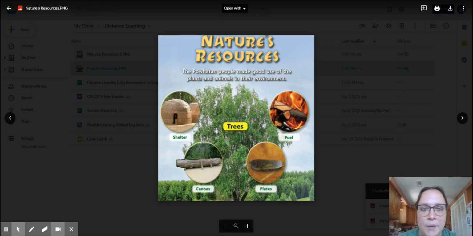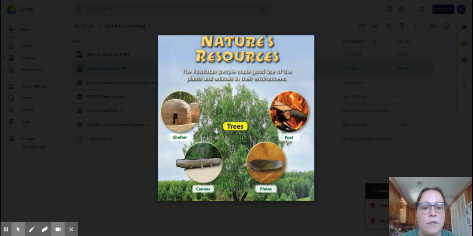It says at the top that the Powhatan people made good use of the plants and animals in their environment. We just learned about all of this in the other story that we read. So this infographic is going to take a lot of what we just learned in the other story, and it's going to organize it in a really easy way for us to see what resource they used and what they used it for. So this first picture right here shows trees.